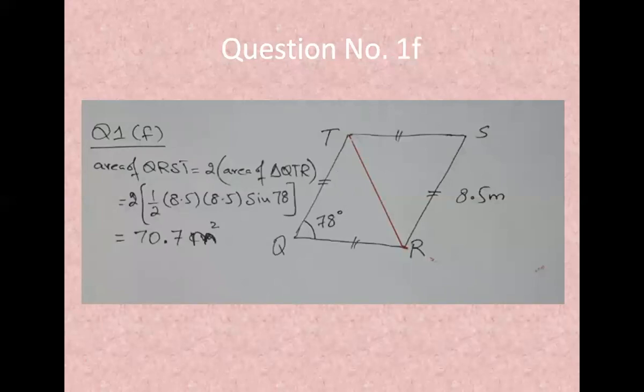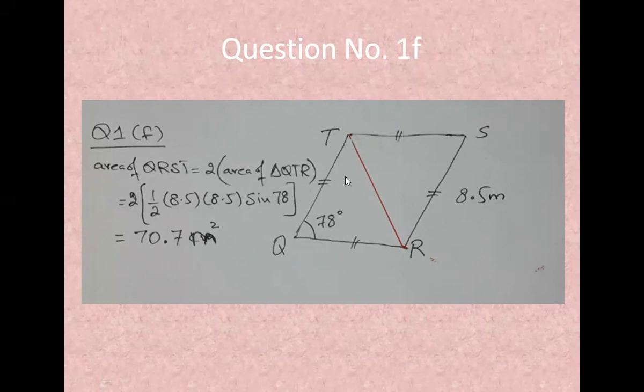So now here we have a rhombus, and in this rhombus, all the sides are equal to each other. So they say TSRQ, that's a rhombus, and each side is of 8.5 meters. Here one of the angles is also given, one of the internal angles, that's 78 degrees. So it means that this side will be also 8.5 and this side will be also 8.5. This side will be also 8.5.